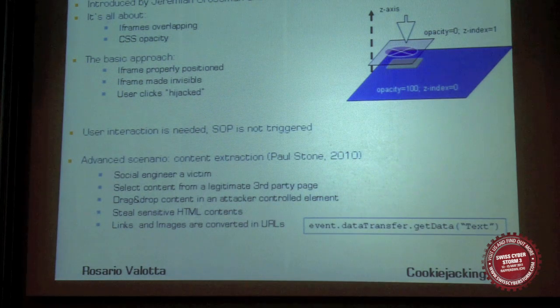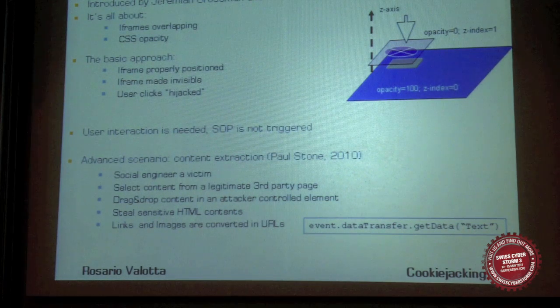Opacity is about how transparent the iframe is. So opacity of 0 means that the iframe is completely hidden, while opacity of 100 means that the iframe is fully visible. The other property is z-index. Z-index is about the position of the iframe on a theoretical z-axis coming out of the screen. Z-index of 0 applied to the web page and z-index of 1 applied to the frame mean that the frame is actually above the attacker web page, but it's hidden.